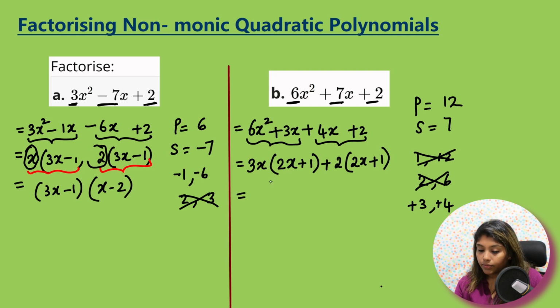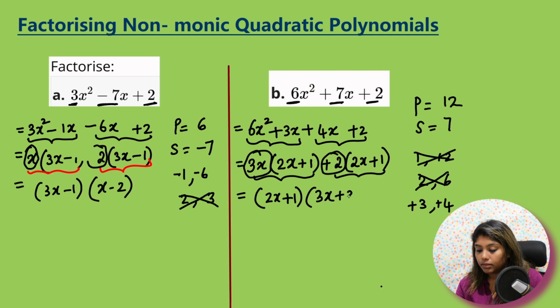Now, when you look at the whole term, this and this, you can see the bracketed terms are the same, so they are the common factor. So 2x plus 1, and then whatever remains, which is 3x plus 2, becomes the other factor. That is it. So this is the factorized form of 6x squared plus 7x plus 2.